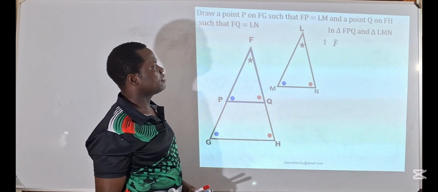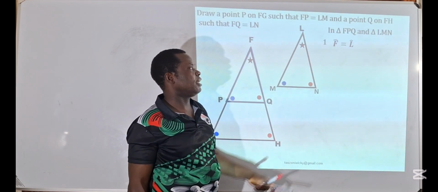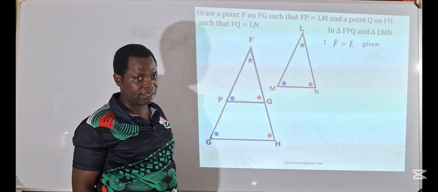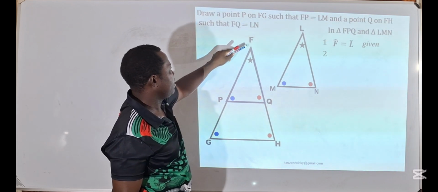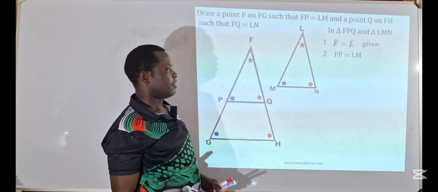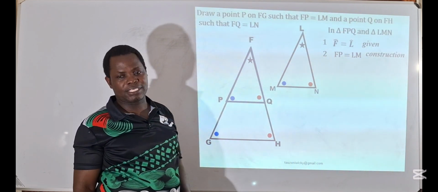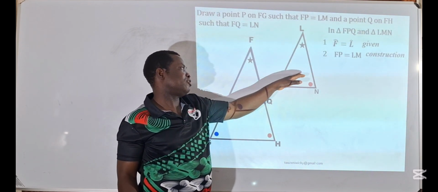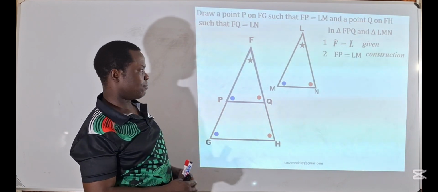In those two triangles, they are sharing the angle at F and the angle at L. They are equal because it is part of the given information. Then the next one, the line FP and the line LM, they are equal to each other. And the reason for this one is construction. This triangle has been constructed in such a way that the top triangle and the separate triangle are equal to each other. And we must be careful with this one.